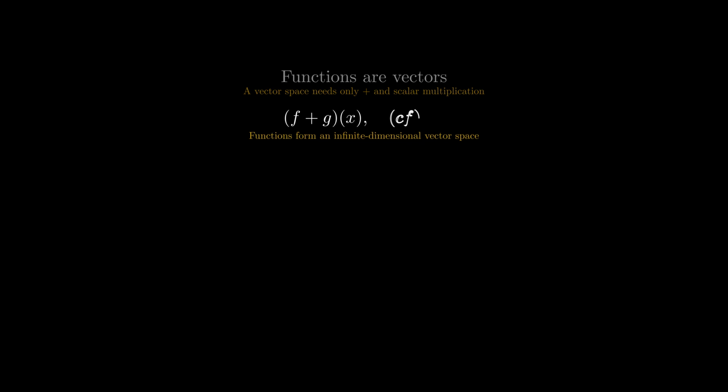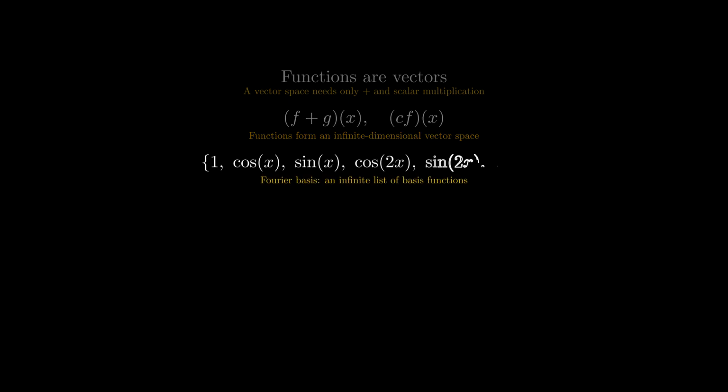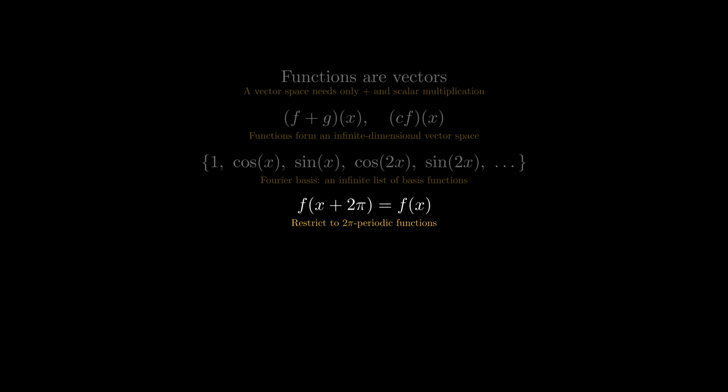What if our basis vectors weren't vectors at all? A vector space only needs two operations, addition and scalar multiplication. Functions have both. You can add f plus g, and you can scale a function by a constant. So functions form a vector space, an infinite dimensional one. Fourier proposed a basis built from familiar pieces. The constant function 1, then cosine of x, sine of x, cosine of 2x, sine of 2x, and so on, forever. Any reasonable 2 pi periodic function, meaning a function that repeats every 2 pi, should be expressible as a combination of these basis functions.